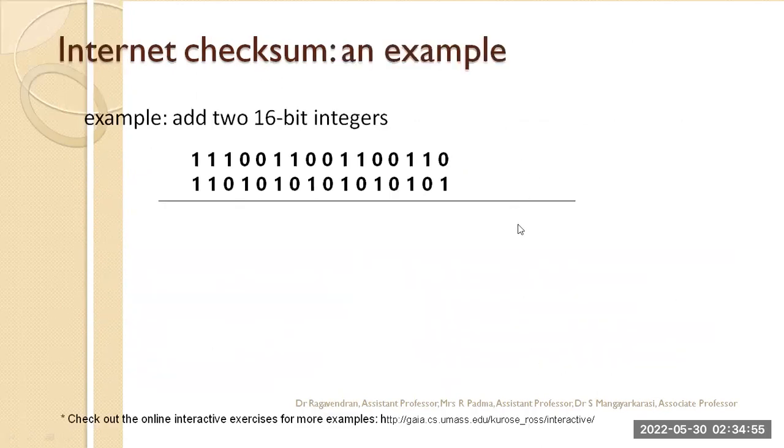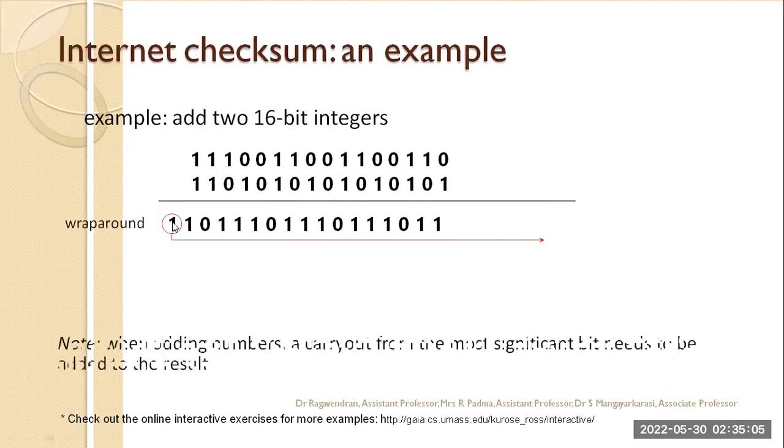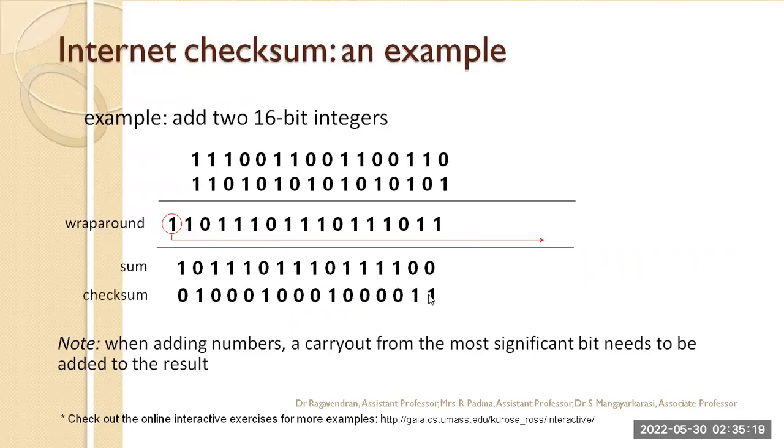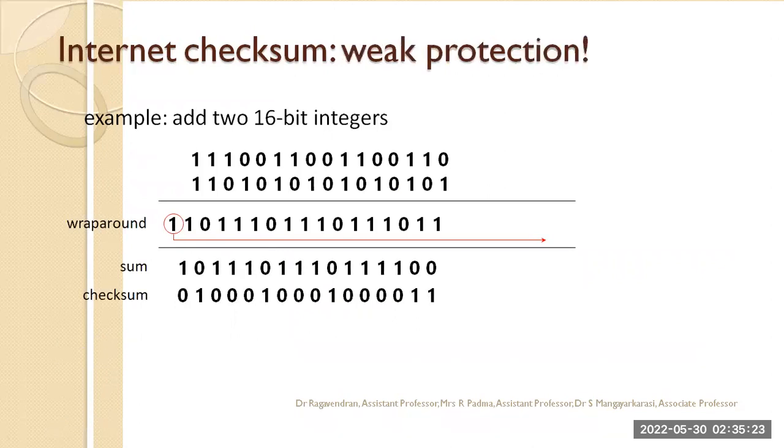If equal, no error detected, but maybe errors nonetheless, more later. Okay, this is the checksum example. For example, we take 16-bit integers, add them, and wrap around. When adding numbers, the carry out from the most significant bit needs to be added to the result. So it is added to the result, and the checksum value is given, and then it is checked.